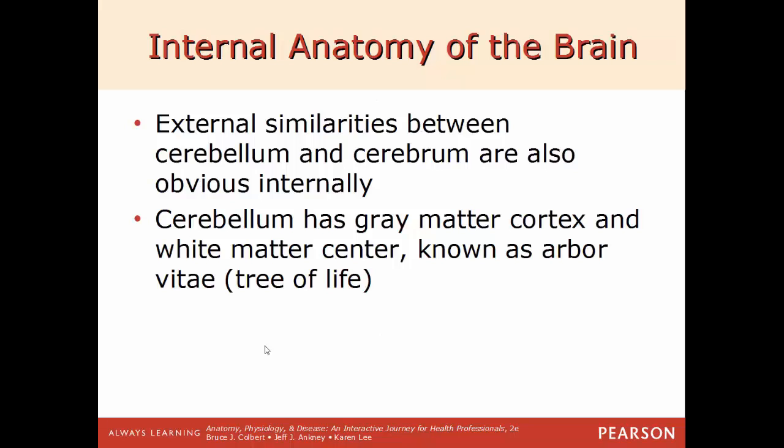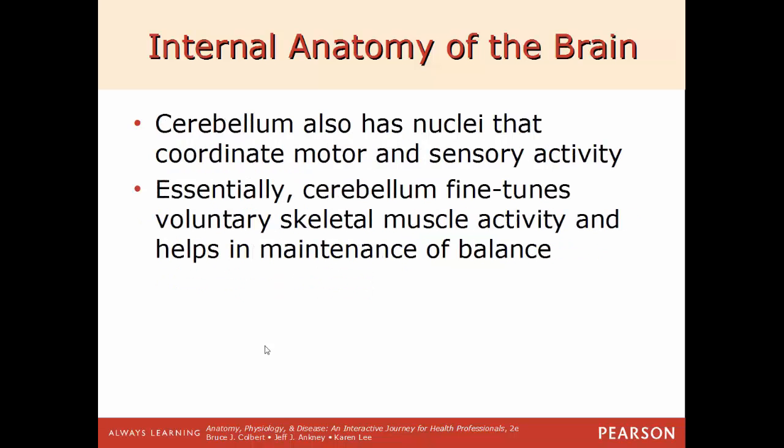Now, the external similarities between the cerebellum and cerebrum are also obvious internally as well. The cerebellum will have a gray matter cortex and a white matter center. And this is known as the arbor vitae, which means the tree of life in Latin. And when you look at it, it literally looks like a tree on the surface of the structure. And this type of structure is only found in the cerebellum. Now, the cerebellum also has nuclei that will coordinate sensory and motor activity. So essentially, the cerebellum fine-tunes the voluntary skeletal muscle activity and will help in maintaining the balance of that person.